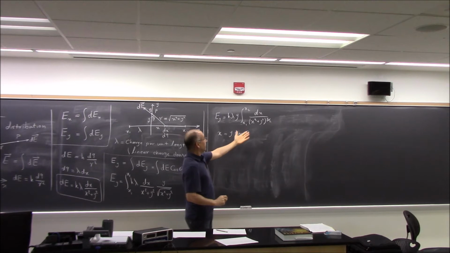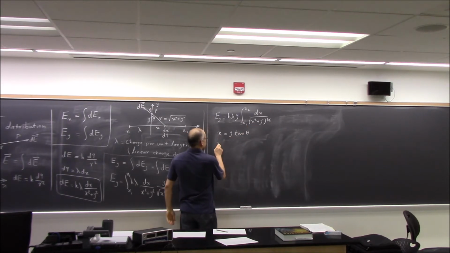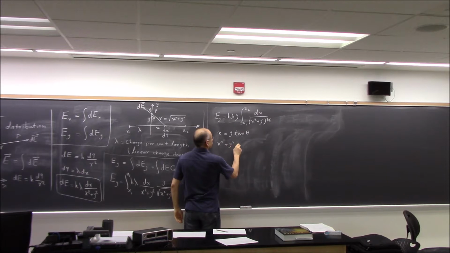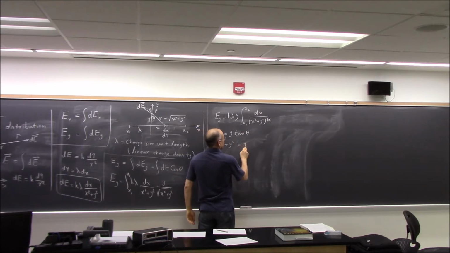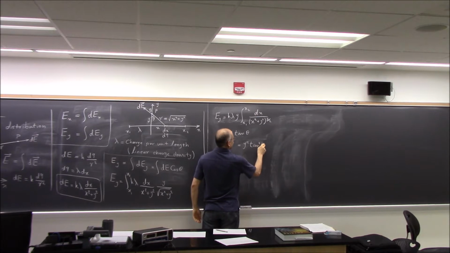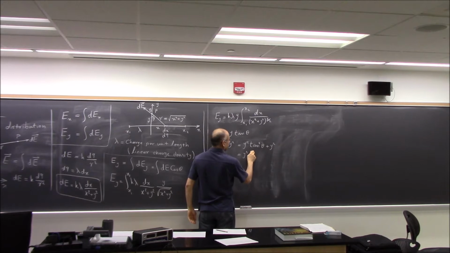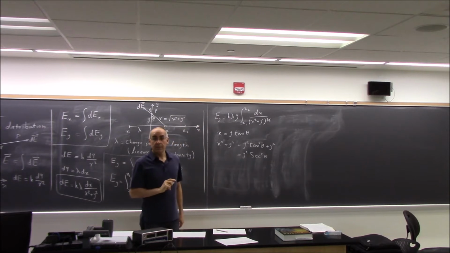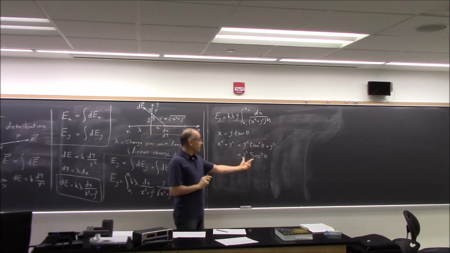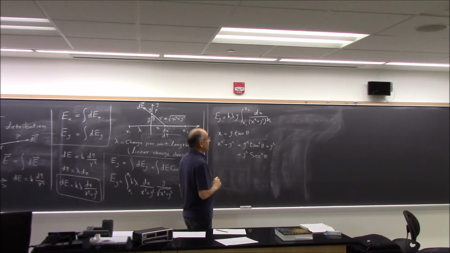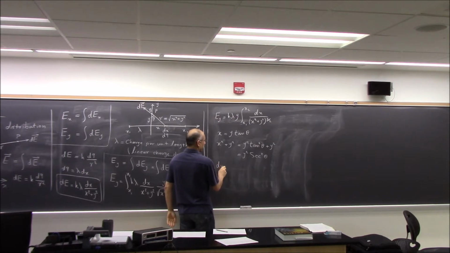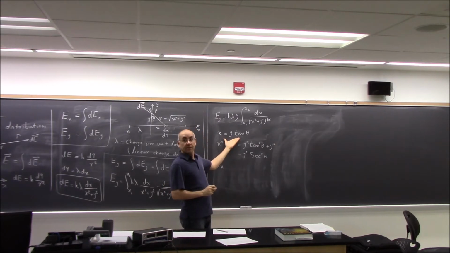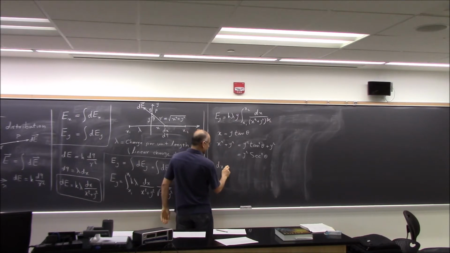And now we need to substitute everything. So what is x squared plus y squared? It becomes y squared tan squared theta plus y squared, which becomes y squared times secant squared theta. This way we get rid of the square root, because we get something squared. And then what is dx in this case? We need to differentiate. It's y secant squared theta d theta.